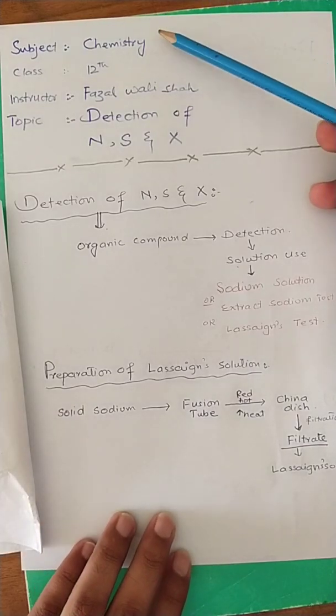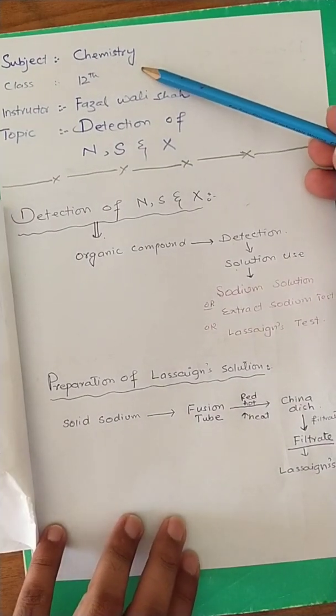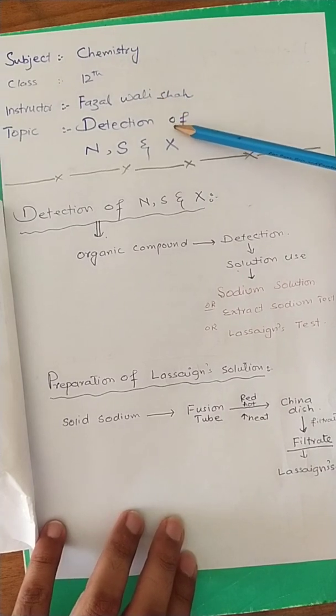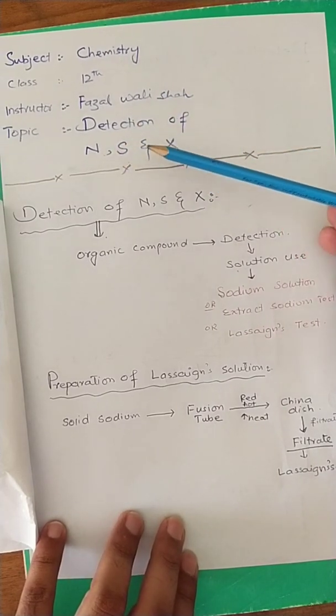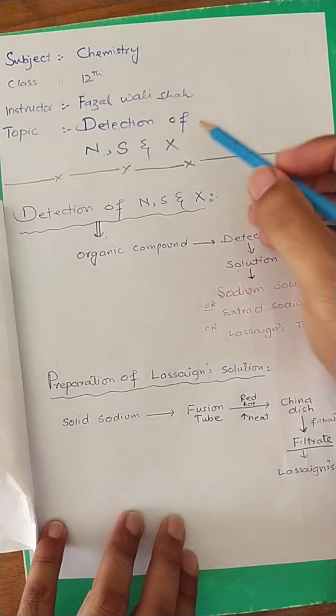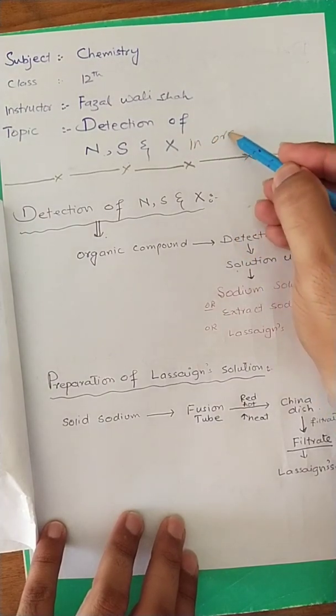Bismillahirrahmanirrahim. Subject Chemistry, Class 2nd year. Today the topic is about the detection of nitrogen, sulfur and halogen in organic compound.